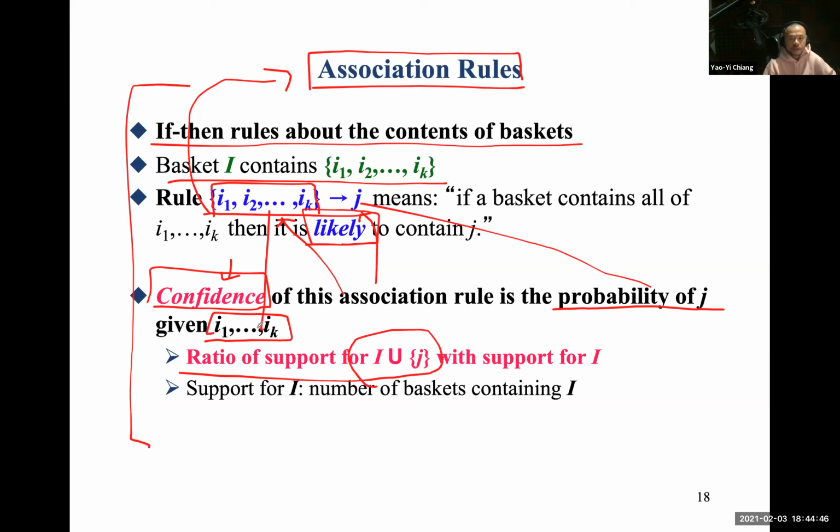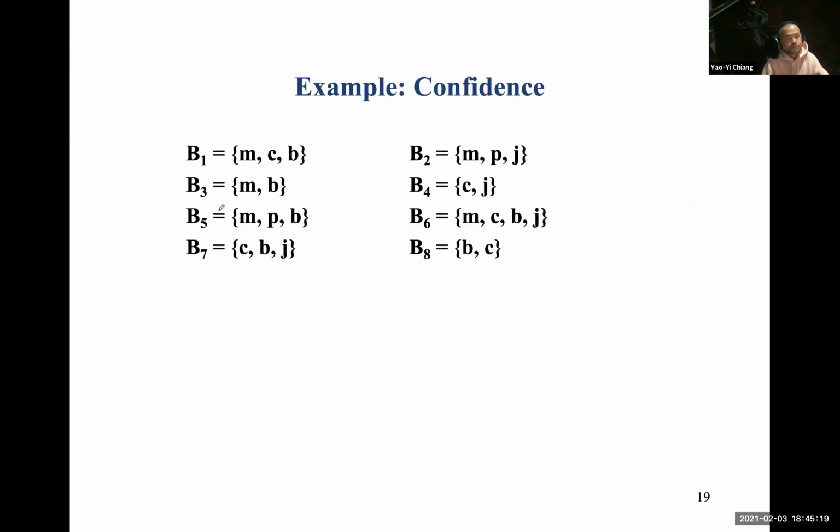The confidence is the support of I union J divided by the support of I, right? Basically, in English, this is saying that given all the baskets that contain your evidence I, how many of them contain your evidence plus J? So this is your confidence. And let's look at an example.